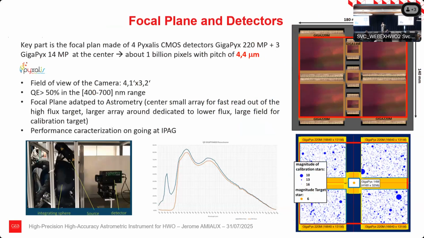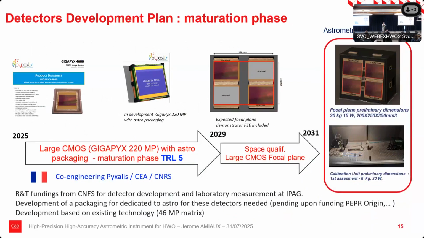The quantum efficiency will be above 50% in the visible range, and the focal plane is totally adapted to astronomy with the center small array for faster readout of the high flux target and larger array around dedicated to lower flux large field for calibration target. As I said, performance tests are ongoing.